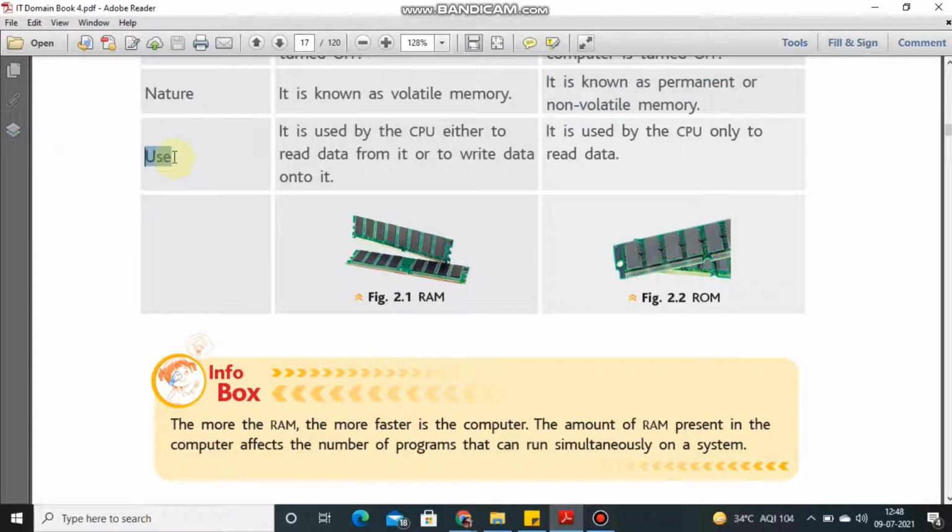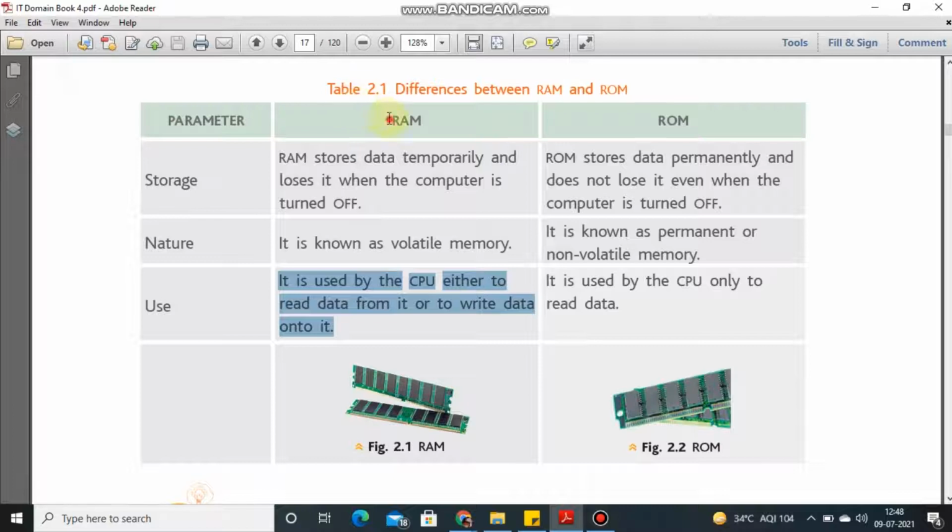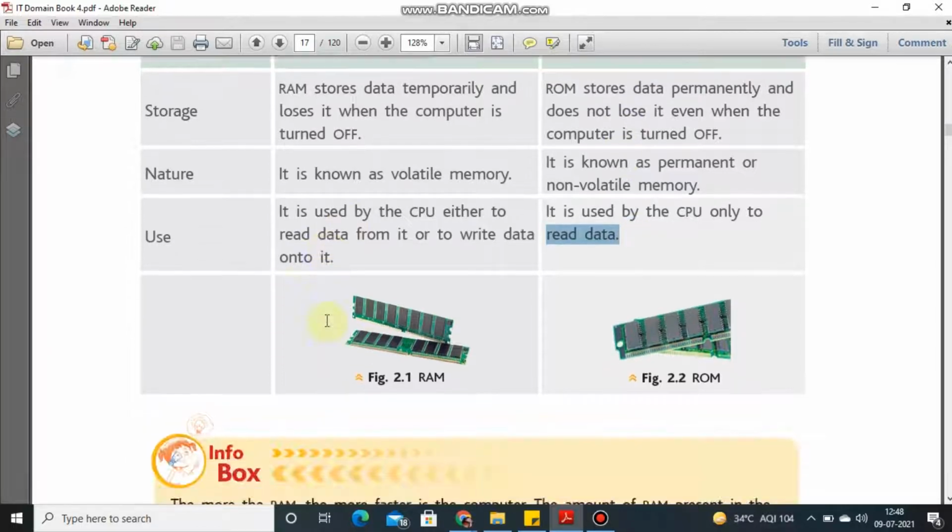Now, what are the uses of RAM and ROM? It is used by the CPU either to read data from it or write data onto it. RAM पे CPU reads the data and it can write also. But in ROM, it is used by the CPU only to read the data. ROM पे CPU data write नहीं कर सकता है. It can only read the data. सिर्फ डेटा को रीड कर सकता है, राइट नहीं कर सकता है रोम पे. But in RAM it can read and write both.